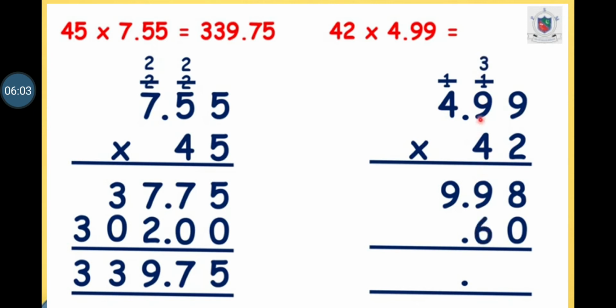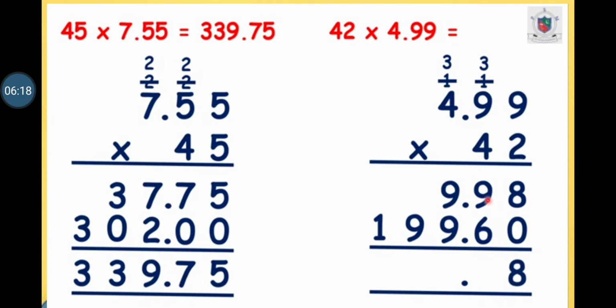9 times 4 is 36. 3 will be carry forward. 6 will be down. 4 times 9 is 36 plus 3 is 39. 9 will be here. 3 will be carry forward. 4 times 4 is 16 plus 3 is 19.